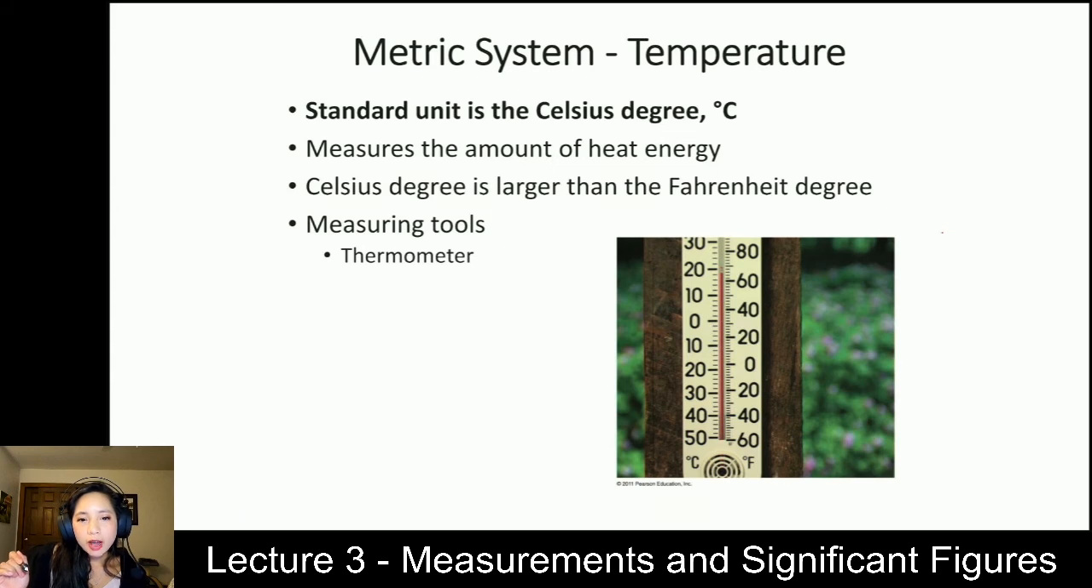So let's talk about another type of measurement you can take, temperature. You should be taking your temperature every time you come to campus for OSU's health and safety.